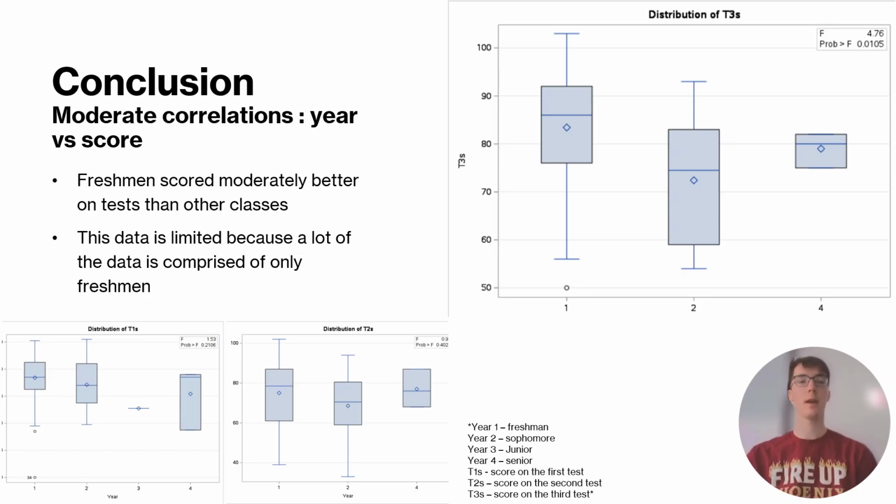It should be noted that the data has very few observations from sophomore, junior, and senior classes, which makes it hard to draw a conclusion about the difference in test scores. Juniors only appear in the distribution for test 1 because there were a total of 2 juniors in the entire data set, with one of them dropping out before test 1 and one of them dropping out after test 1.